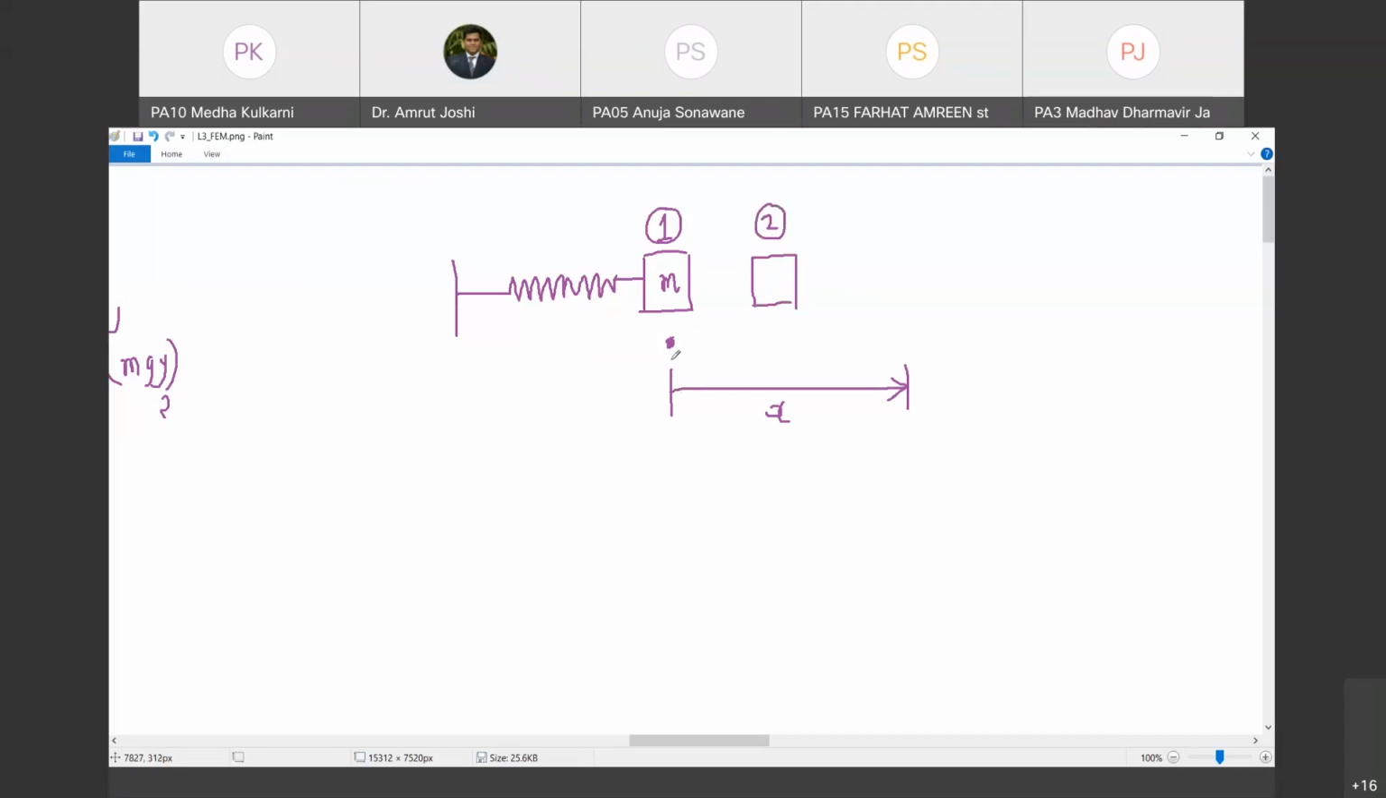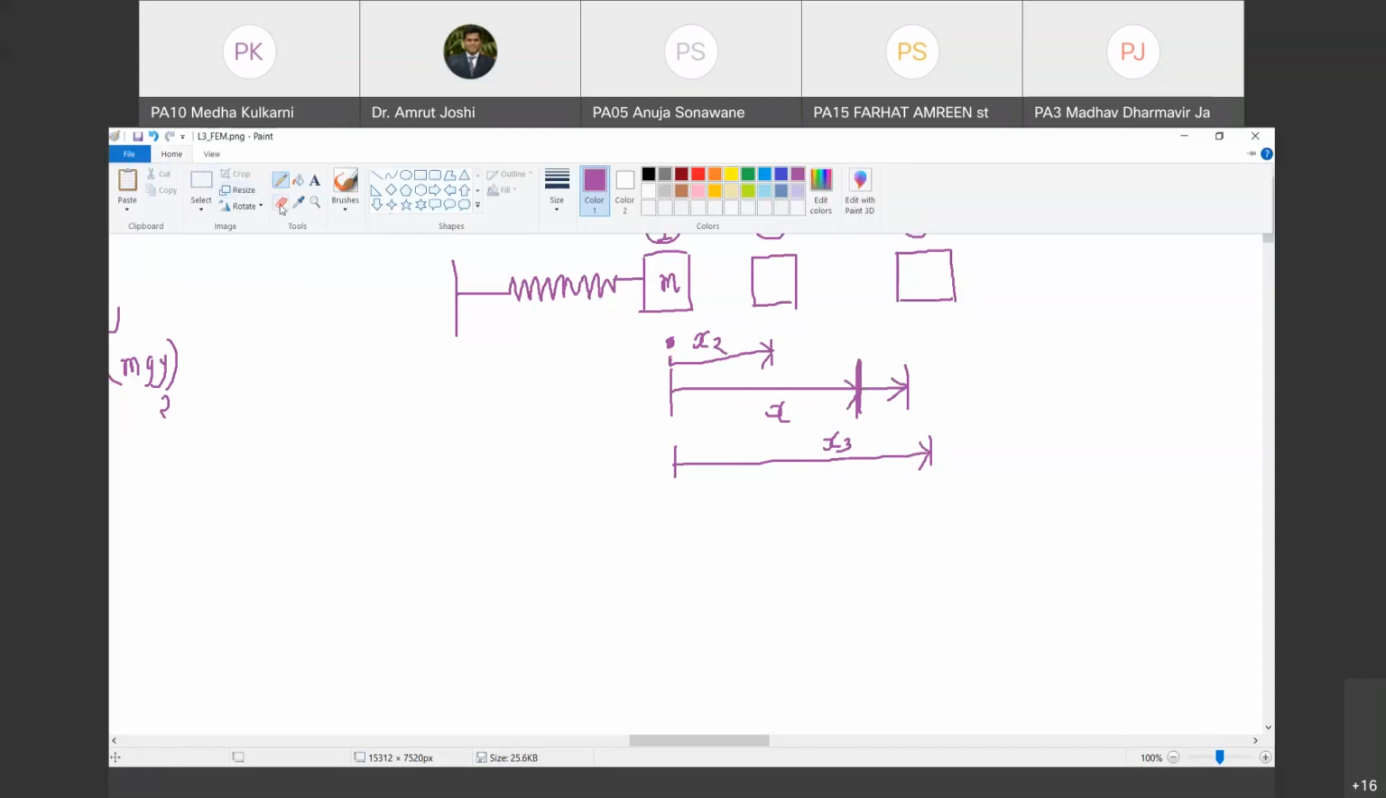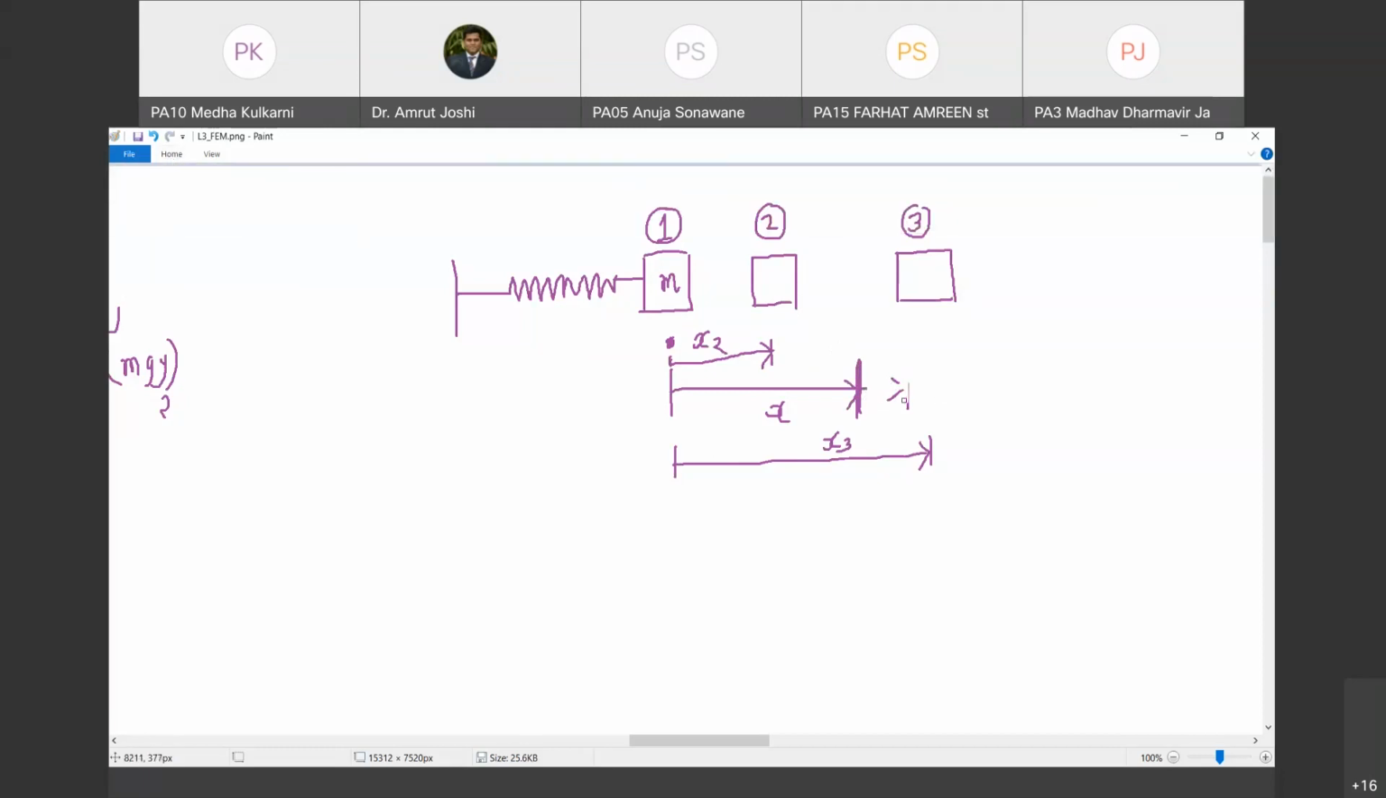At position number 2, the value of x is x2. Happy? Yes, sir. Let me call this position 3. So at 3, the value of x is x3. Happy? Yes, sir. And in general, for any intermediate positions between 2 and 3, I am going to denote the position as x. So x changes from x2 to x3 in this particular example. Are you with me? Yes, sir.